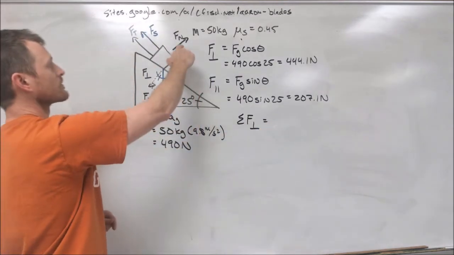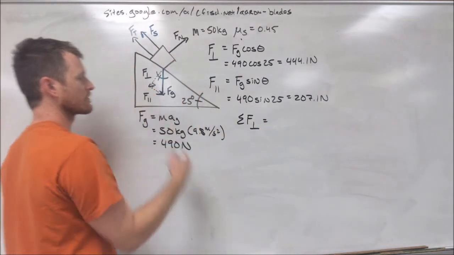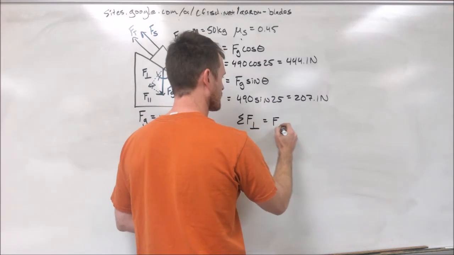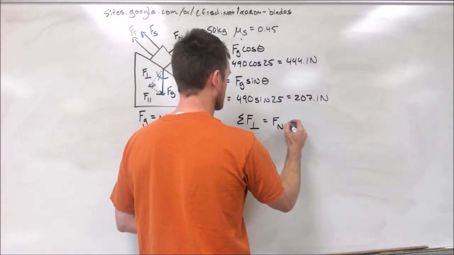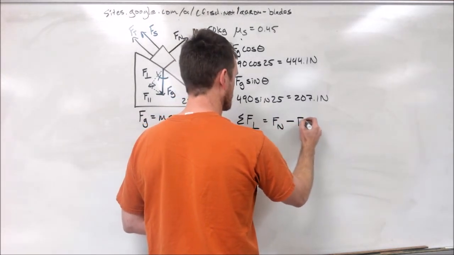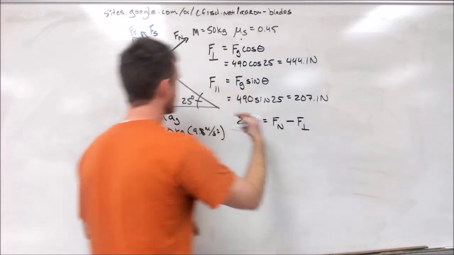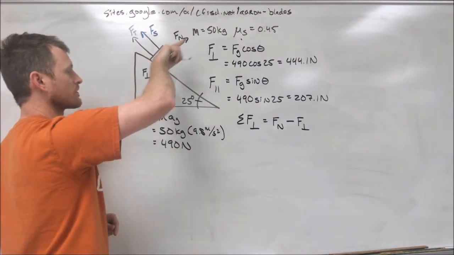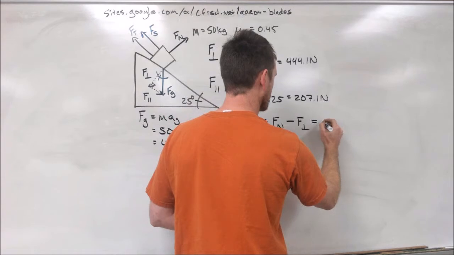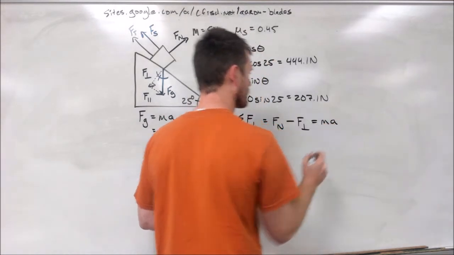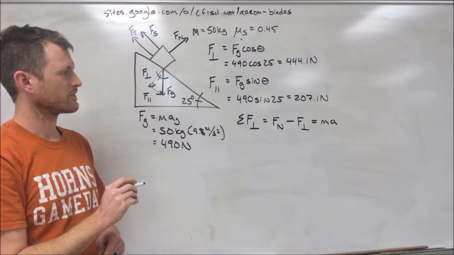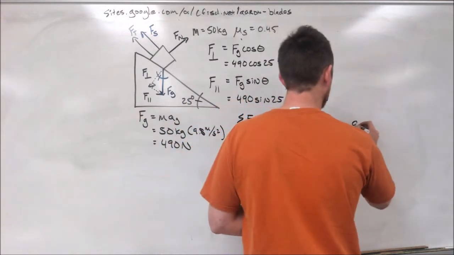Our sum of forces in the perpendicular plane is our normal force minus our force perpendicular. And we said minus because the perpendicular force is in the opposite direction to the normal force. And both of those things equal ma.